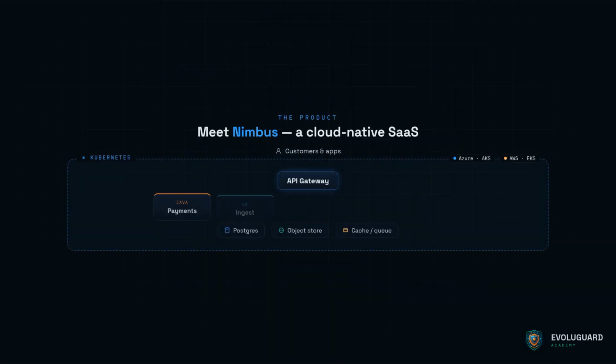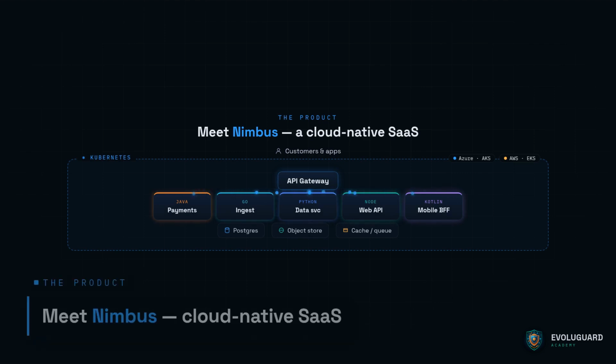Let's make this concrete with a realistic product. Meet Nimbus, a business SaaS. It's not one app, it's a dozen microservices. A Spring Boot service in Java, a couple of Go services for the high-throughput paths, a Python FastAPI service for data processing, a Node.js front-end API, and a Kotlin service the mobile team owns.